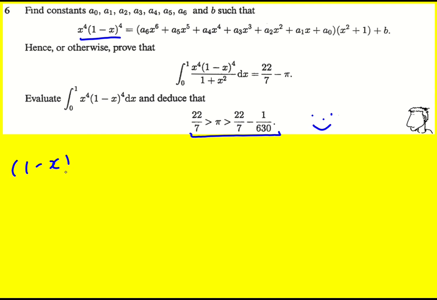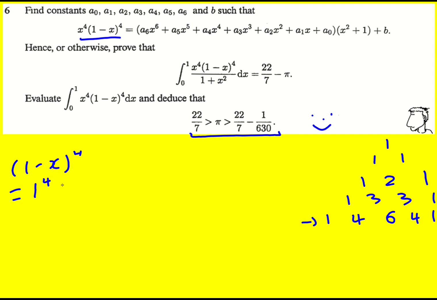1 minus x to the 4. Now, of course, you could write this as 4 brackets. We could even just do 1 minus x squared and then times it by itself, so you don't have too many expansions to do. But it's going to be best to just use Pascal's triangle. I mean, you could also do the binomial coefficients, but Pascal's triangle gives you these. So it's going to be 1, 4, 6, 4, 1 as the coefficients in our expansion.